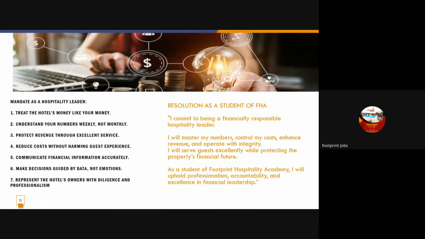This is a resolution for you as a student of Footprint Hospitality Academy. I commit to being a financially responsible hospitality leader. I will master my numbers, control my cost, enhance revenue, and operate with integrity. I will serve guests excellently while protecting the property's financial future. As a student of Footprint Hospitality Academy, I will hold professionalism, accountability, and excellence in leadership, in financial leadership.